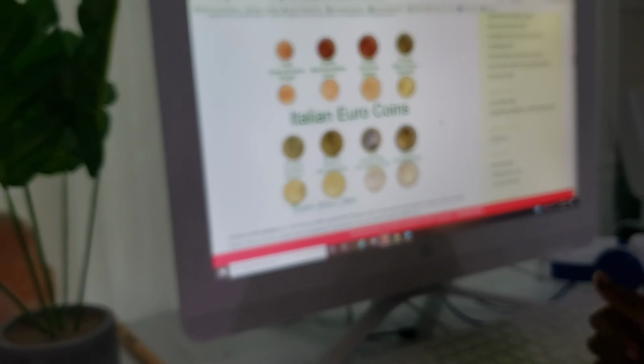So maybe this is one of my euros from... Wait, is this the one that we looked at? This one right here. Hmm. Now, I see the 10 cents right here. So we have that one. And then, what is this one? Mom. The back. Oh, it says 2. So that's this one right here.